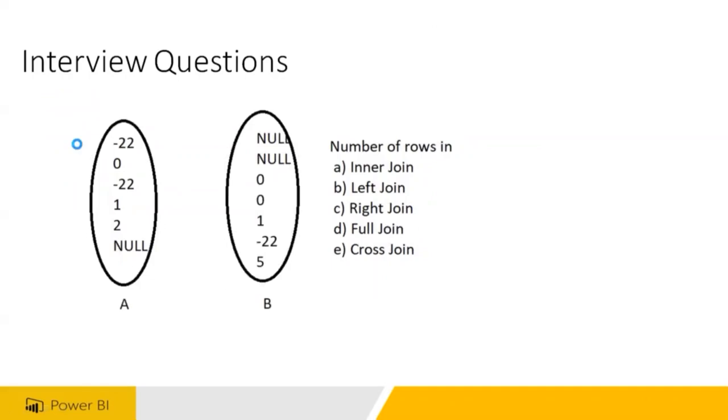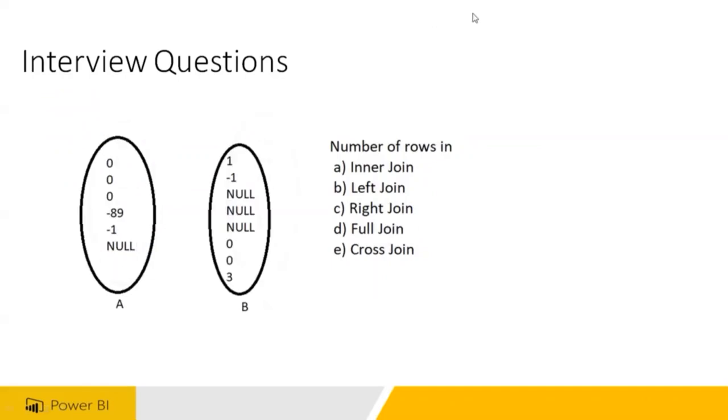So what is the fifth question? The fifth question is this again. This was asked in a Cognizant interview to one of our students. So 0, 0, 0 and 1, minus 1, and so on. You have minus 18 and a lot of things there. So this is the fifth question you have to answer. So 0, 0, 0, minus 89, minus 1, null, 1, minus 1, null, null, null, 0, 0 and 3. You have to tell me the fifth question's answer tomorrow as well.